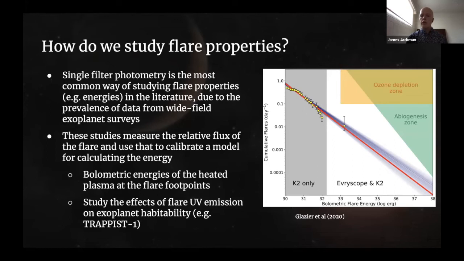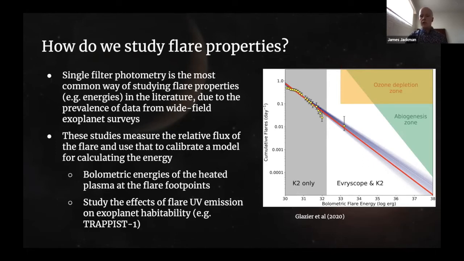And the green region is a region on the flare rate diagram, the abiogenesis zone, where it's been suggested that flares could provide the near ultraviolet flux required for prebiotic photochemistry to occur. But at the same time, the yellow region is the ozone depletion zone, where coronal mass ejections that were thought to be associated with flares may strip away atmospheres. So these studies are trying to use this data, the single filter photometry data, to understand the effects of flares, how flare properties change across spectral types and with age, and the effects that flares might have on habitability.